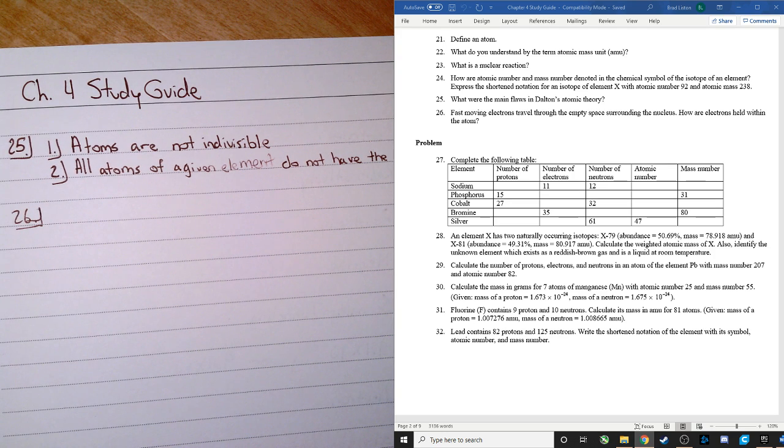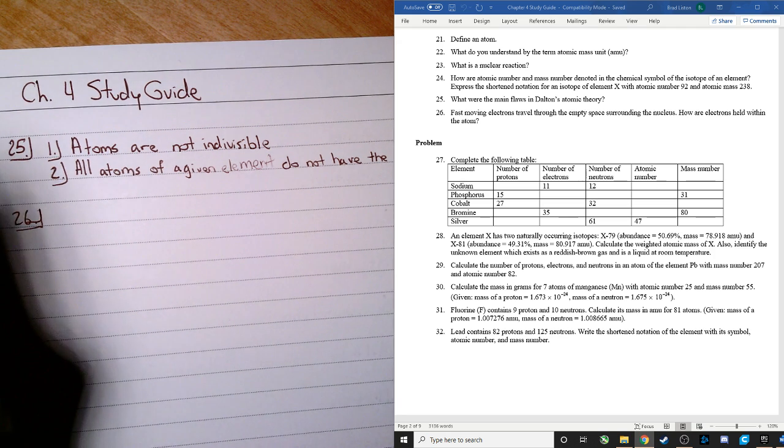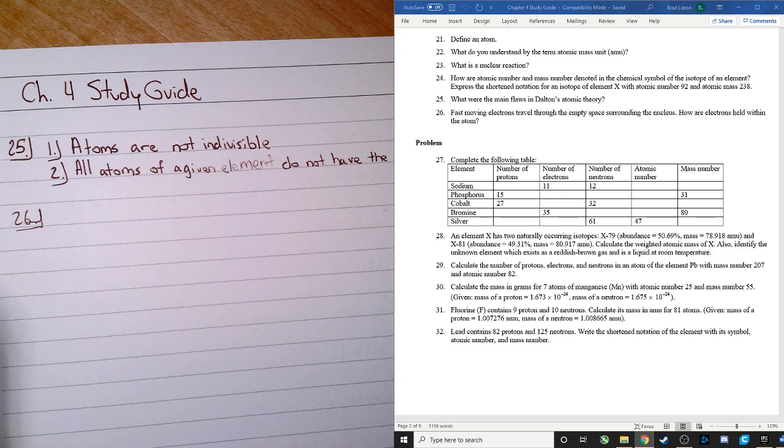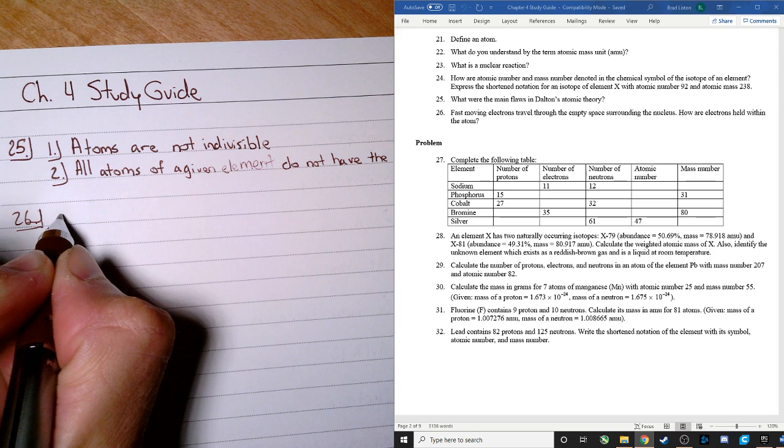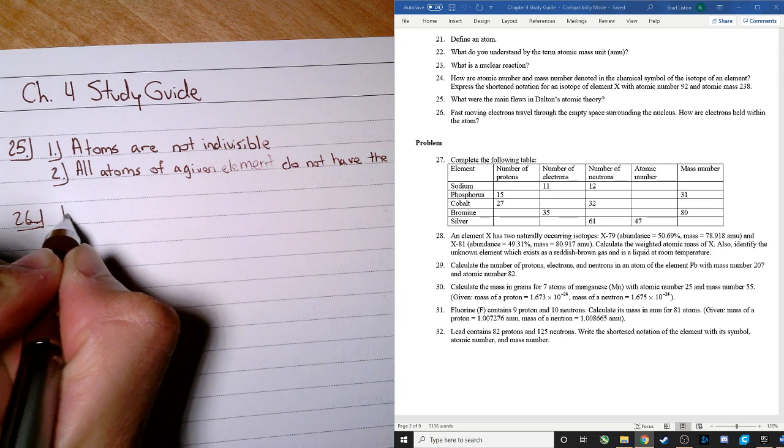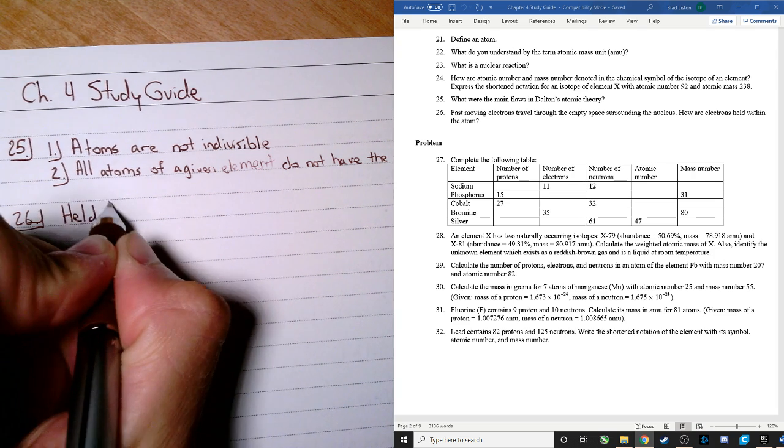All right, number 26. How are electrons held within the atom? They're moving really fast through all the empty space around the nucleus. So, how are they held? Electrons are negatively charged. Protons are positively charged. Opposites attract. So, they are held together.